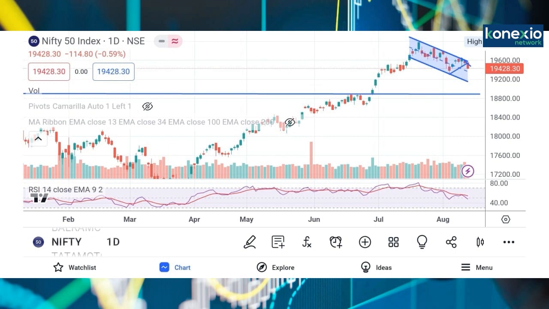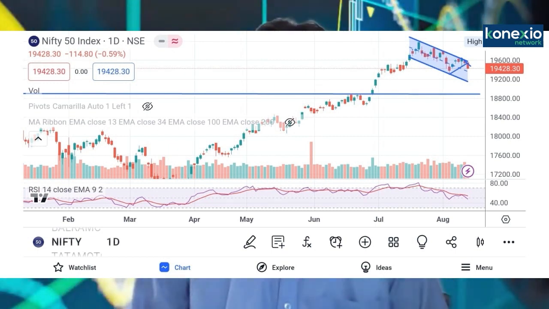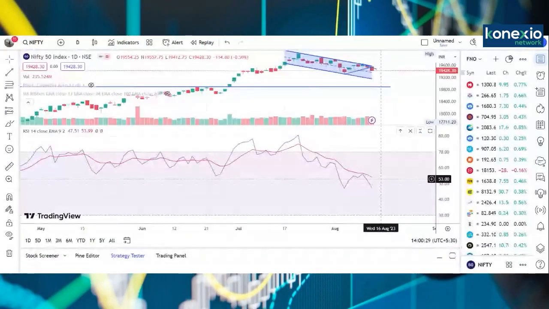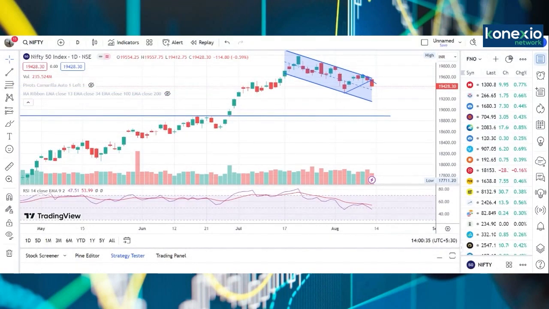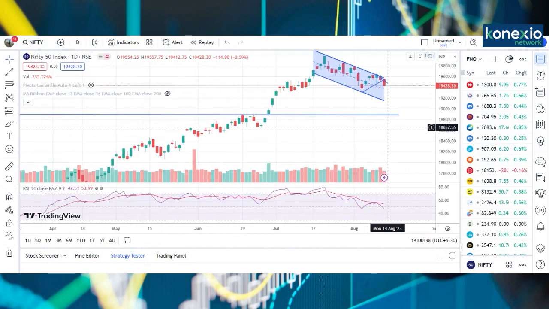You can see the RSI. RSI is still in the negative territory. I would not call it negative territory, but with negative signals, it is in the comfort zone, but still the signals are negative. And this is the daily chart. So looking at this particular pattern, we feel that still the weakness prevails.